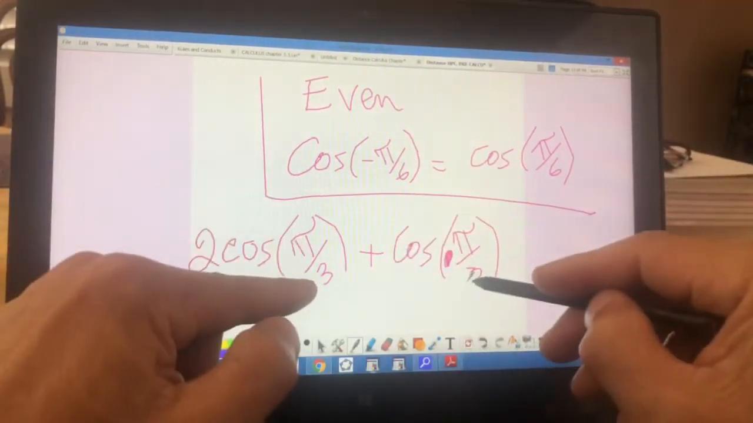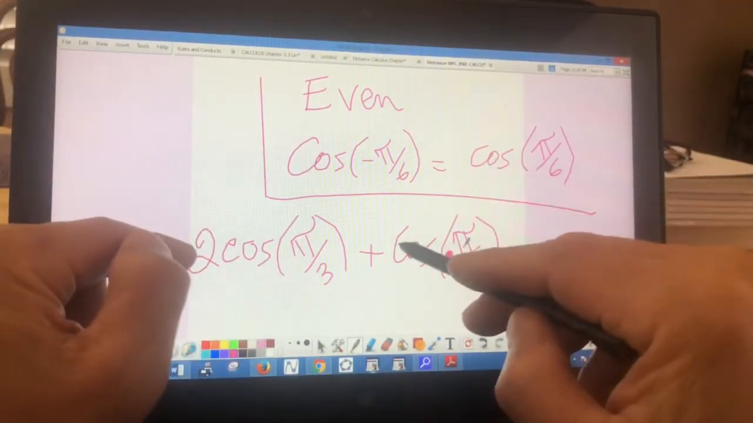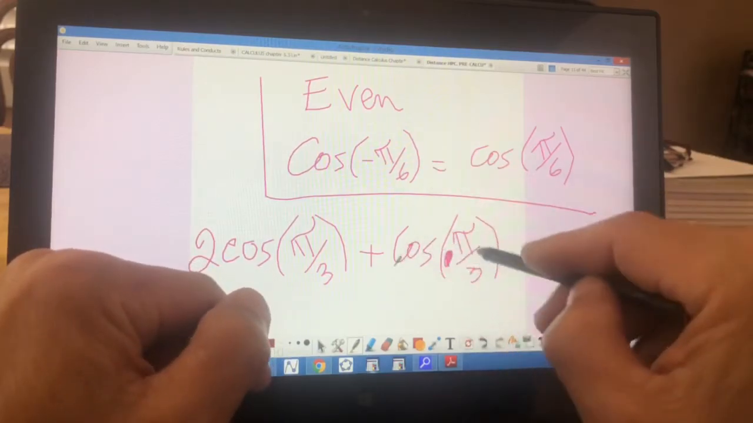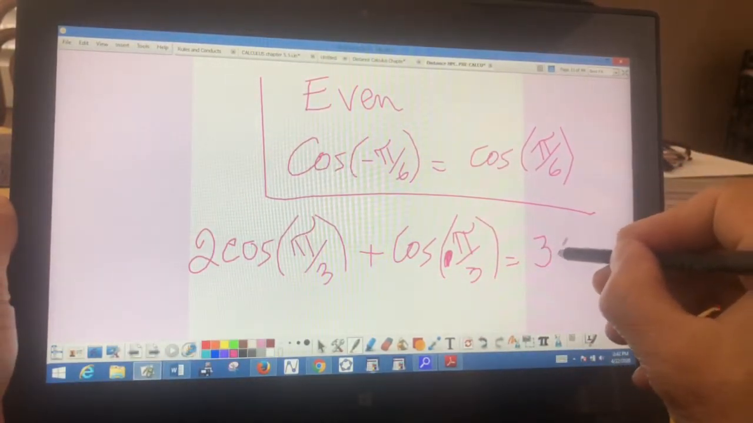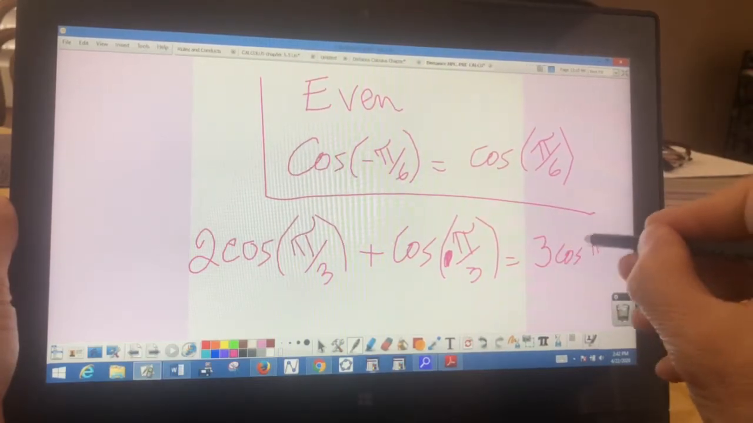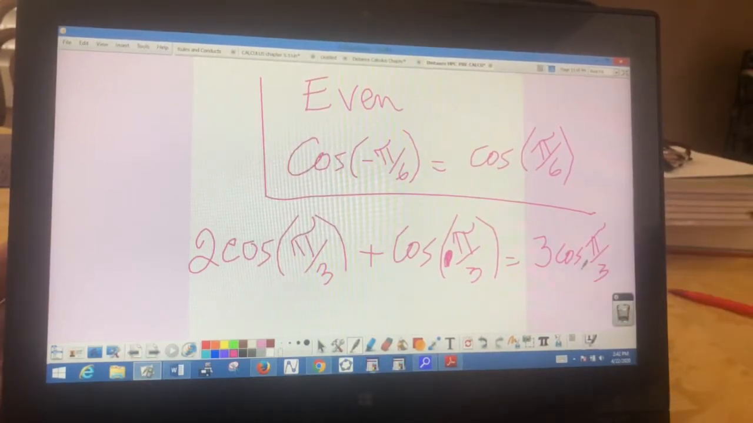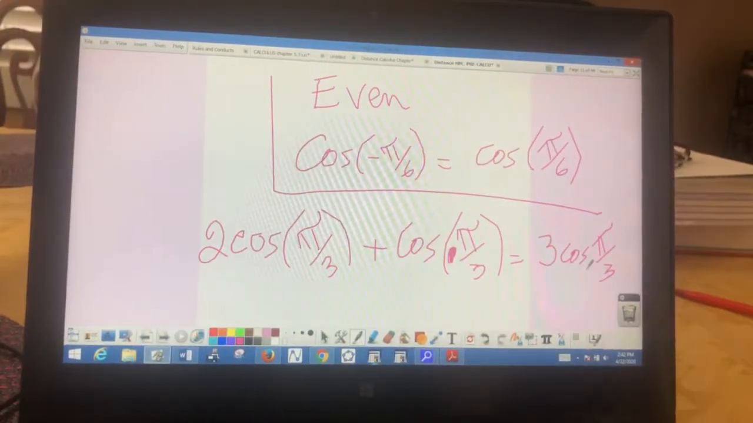So now, are these the same angle? Yes. So you can add 2 cosine plus 1 cosine of the same angle. That answer should be 3 cosine of that same angle. It has to be the same angle to add, okay? So that's going to be the routine for your odd and even angles.